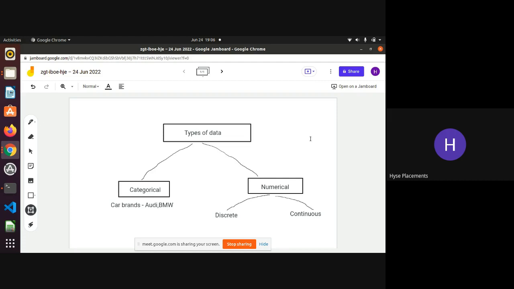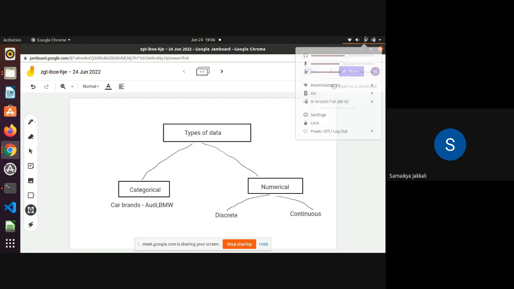Okay, for example, so discrete is something where you can write. Can you explain categorical, sir? Sorry, what? Hello. Car brands, once explain, that example I did not understand.